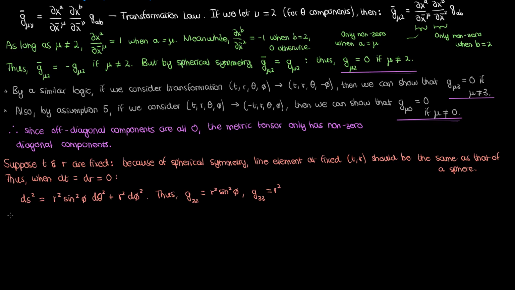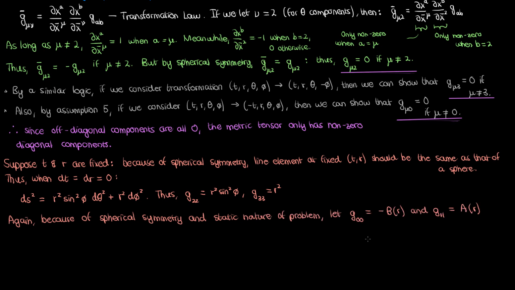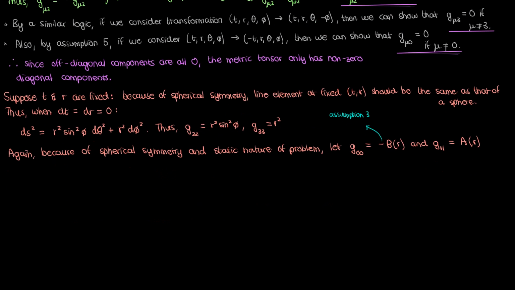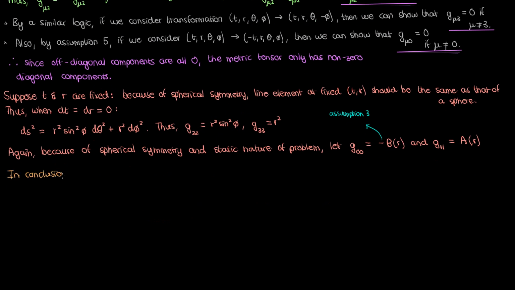But what about the last two diagonal elements, the 0,0 component and the 1,1 component? Well, again, by the spherical symmetry of the problem, these components are, in general, functions of only r. They don't depend on t because it's a static problem because of assumption 5, and they also don't depend on theta and phi because of spherical symmetry. I've put a negative sign out in front of the time component because of assumption 3, that our spacetime surface is Lorentzian. So in conclusion, the most general form for the metric tensor solution to the Einstein field equations satisfying the assumptions required for the Schwarzschild solution is the following.